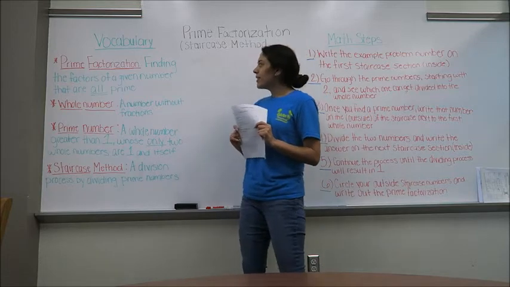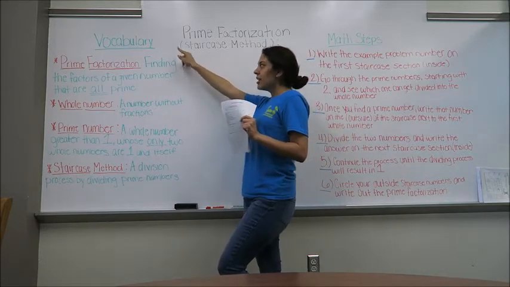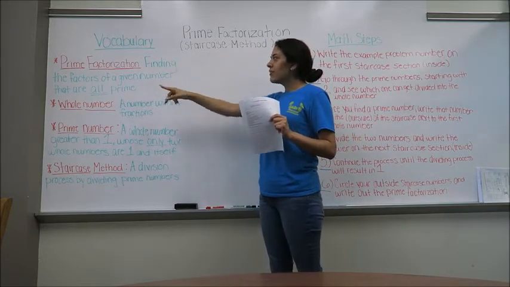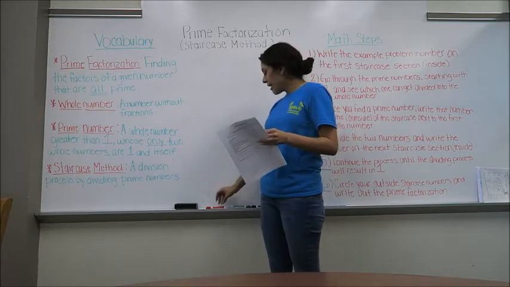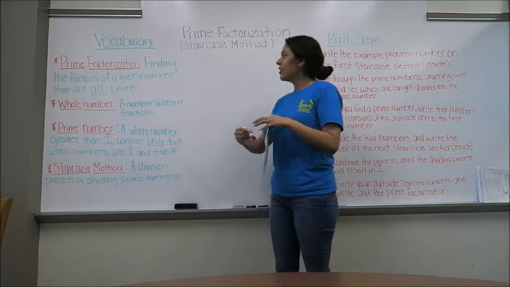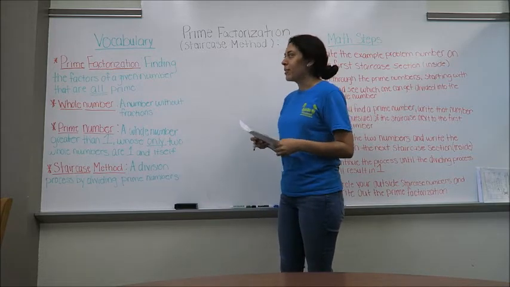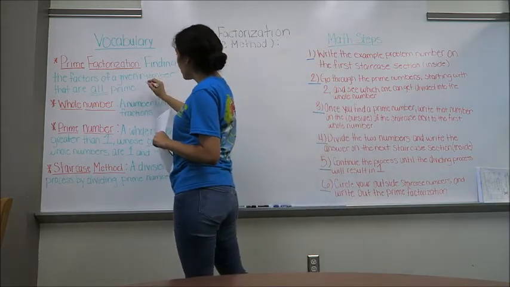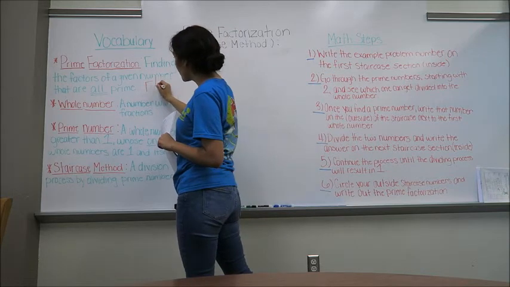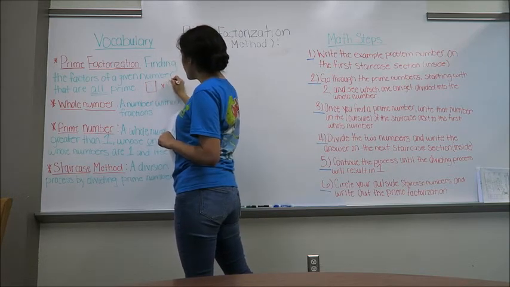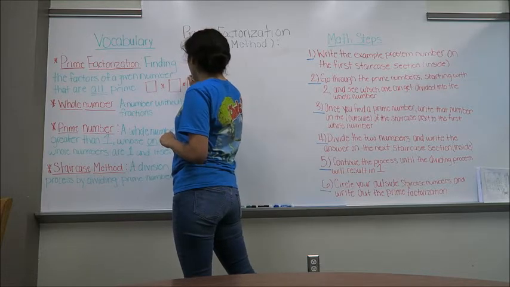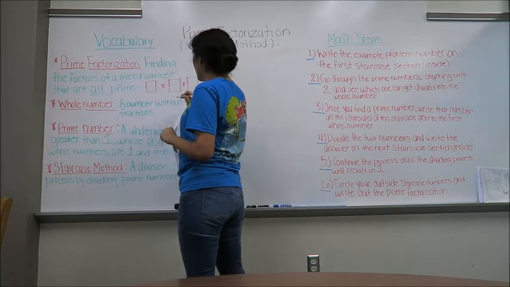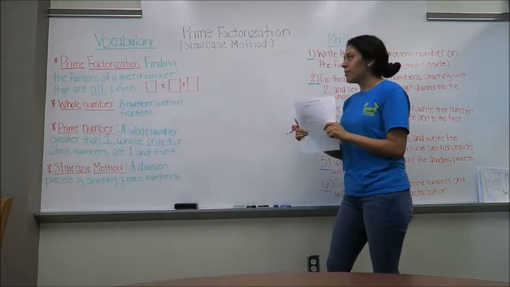Our first vocabulary word is going to be prime factorization. Prime factorization is finding the factors of a given number that are all prime. When you write out your prime factorization, it's going to depend on what your number is, but you're going to write your number, and I'll use boxes to represent your numbers, times another number, times another number. It may be more than 3 numbers, it just all depends.